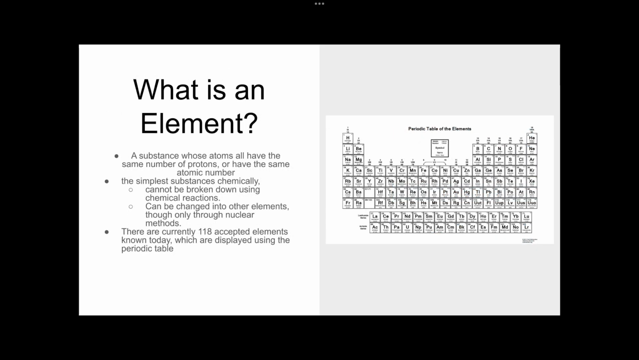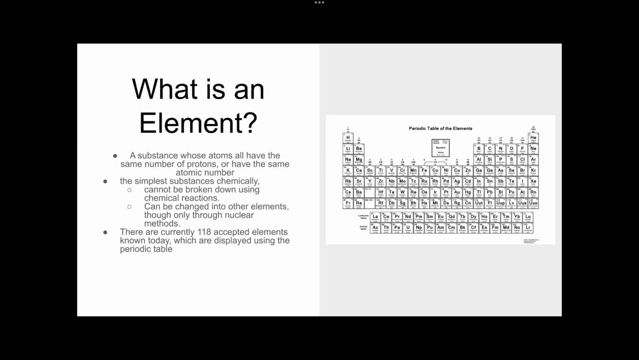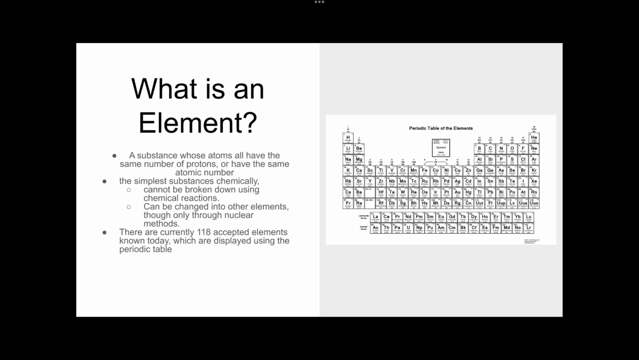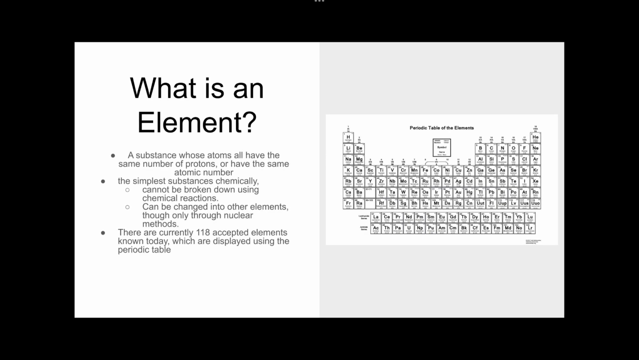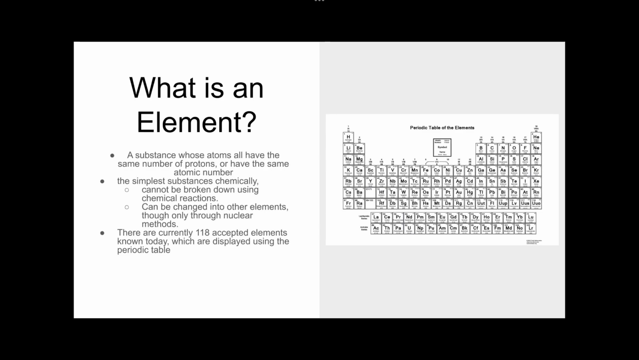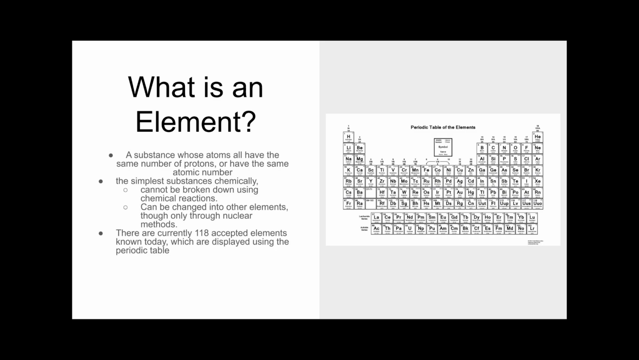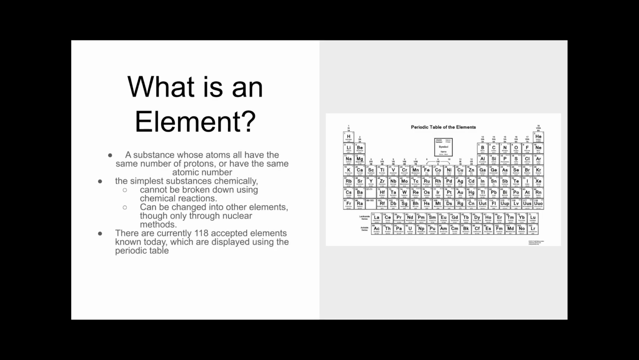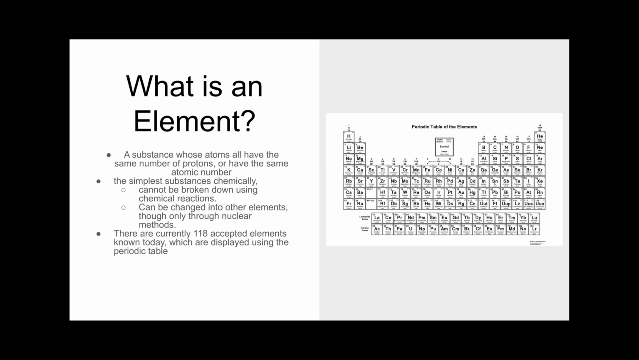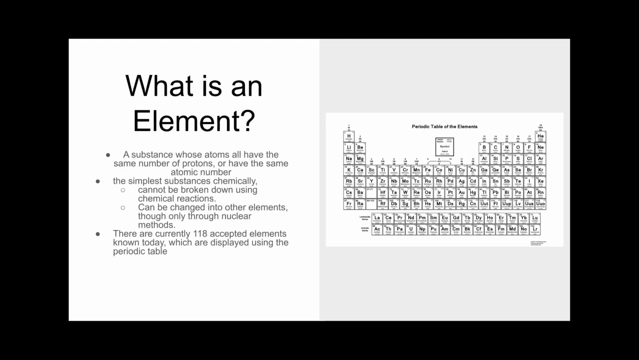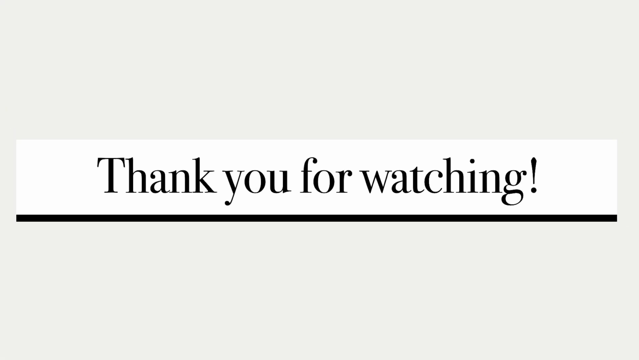Now, I've mentioned elements, but I haven't explained what they are. Elements are a substance whose atoms all have the same number of protons, or have the same atomic number. They are the simplest substances chemically and cannot be broken down using chemical reactions. However, they can be turned into other elements, though only through nuclear methods. There are currently 118 accepted elements known today, which are displayed in the periodic table. Believe it or not, these 118 elements make up everything, from the food you eat to the ground you stand on. Isn't that awesome?